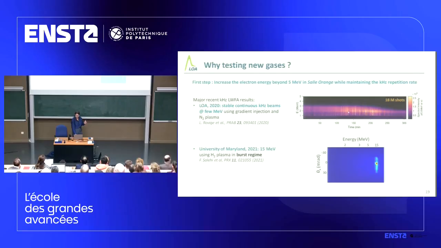In fact, here it's the same result as I showed you before. It's the stability of our accelerator with the former PhD student. With this result, we had a very stable electron beam at kilohertz repetition rate, but below 3 MeV, using a nitrogen plasma. But in 2021, there is another group in University of Maryland who managed to create electrons up to 15 MeV using laser parameters that were similar to ours, but they were working in burst regime, not in continuous kilohertz operation, and they were using a plasma made of hydrogen. So we wanted to test different gases and to see if we can really achieve better energies with different gases.